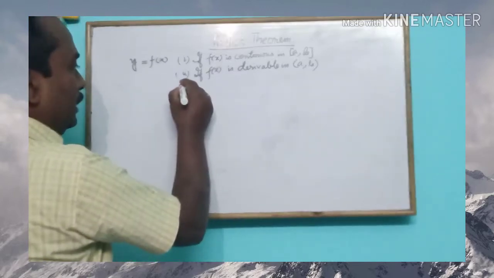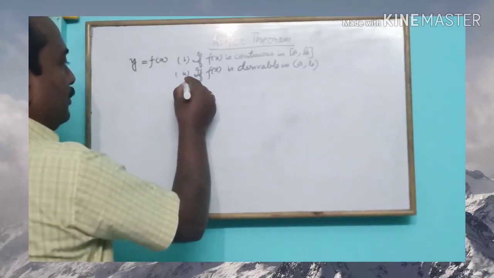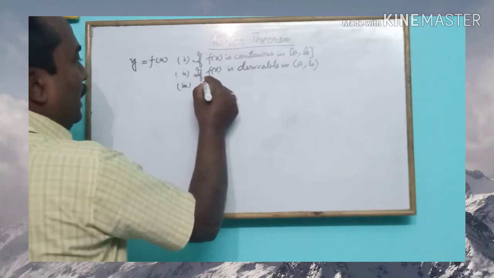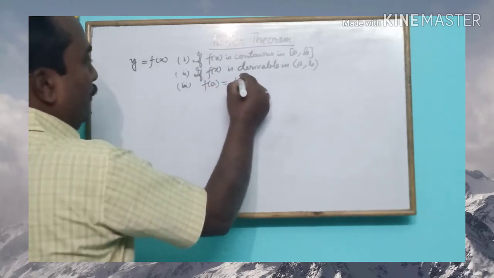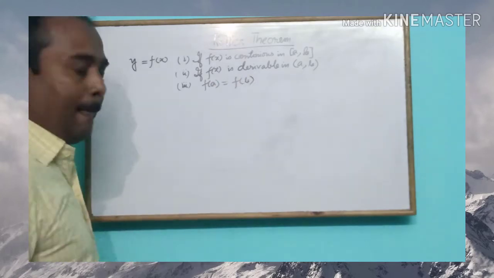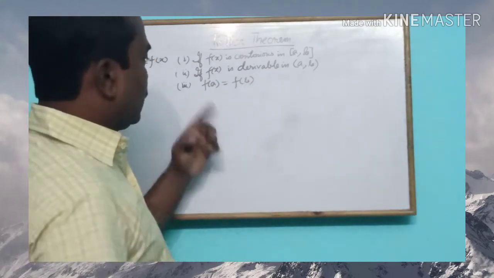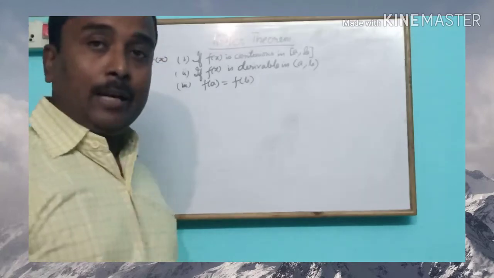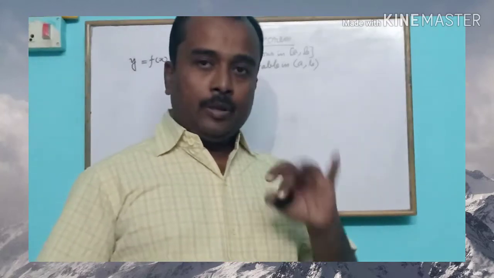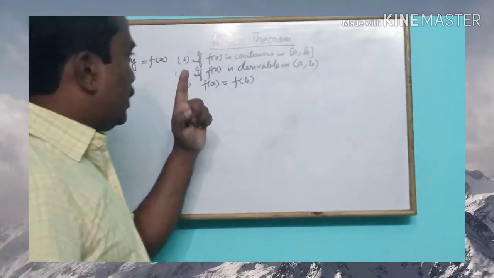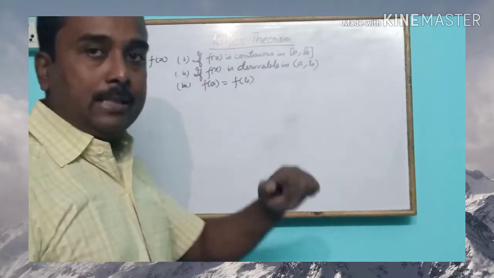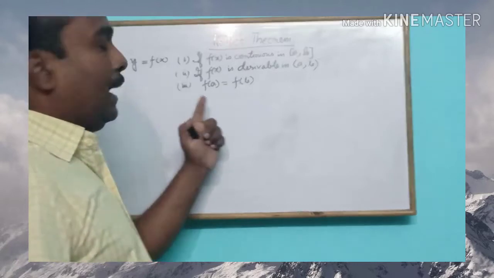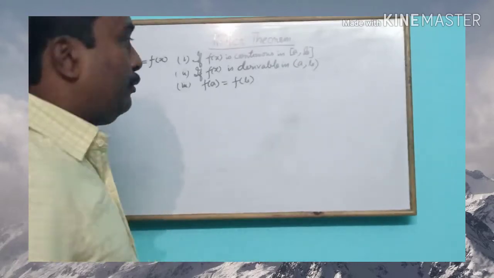And the third condition the function satisfies is f(a) equal to f(b). That means the functional values at the endpoints are equal. Three conditions we have. First one, f(x) is continuous in the closed interval AB, f(x) is derivable in the open interval AB, and f(a) equal to f(b).